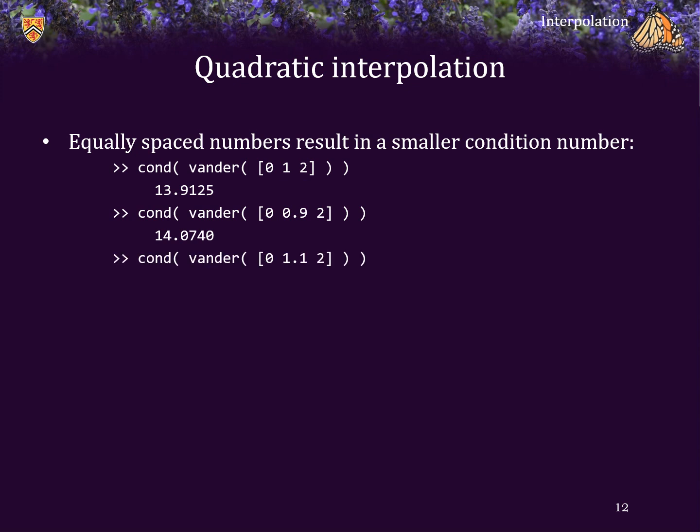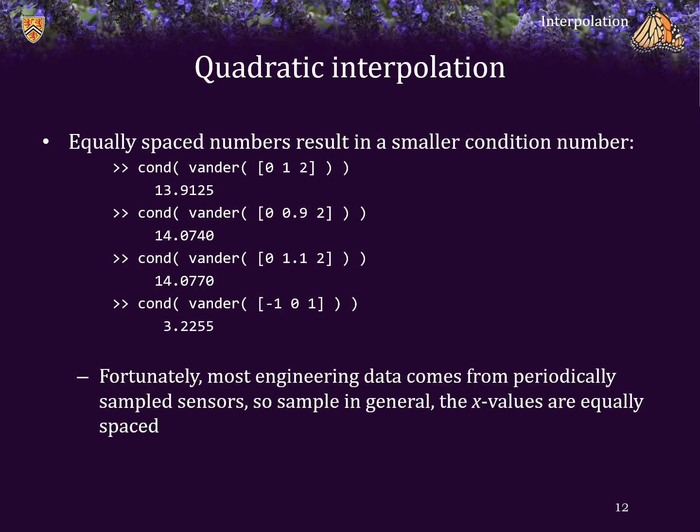If we shift the middle point over to the right by 0.1, again the condition number of the Vandermonde goes up by a little bit. Not only that, if we shift all of the numbers to be around 0, so equally spaced but -1, 0, 1, the condition number drops to 3.2. So a judicious choice of x values is actually appropriate.